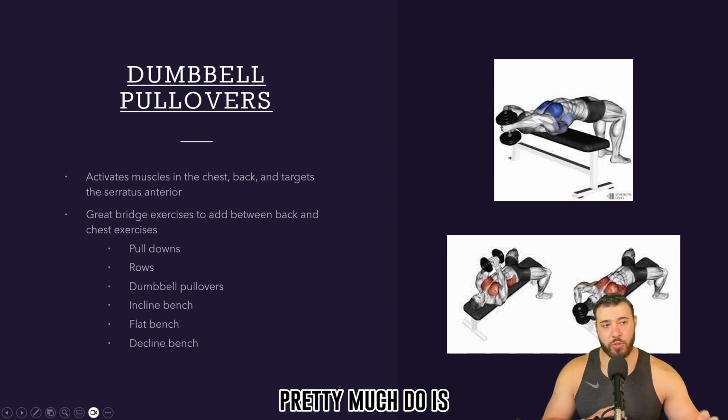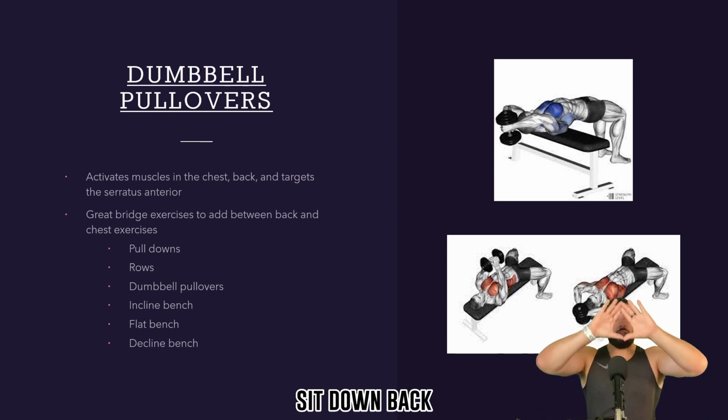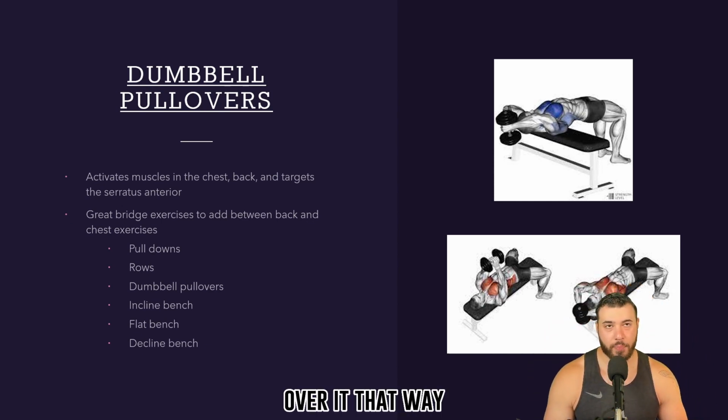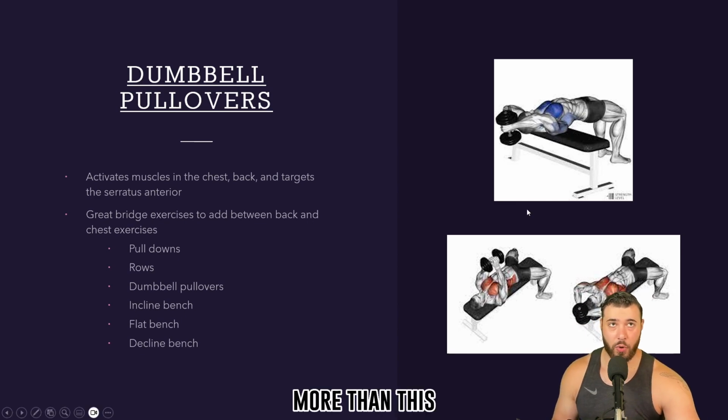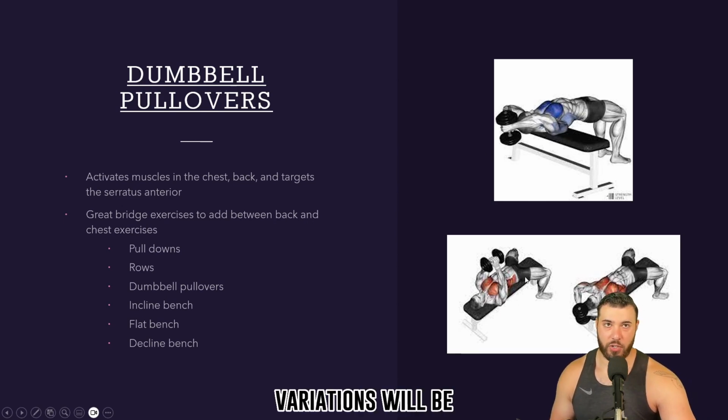And then all you pretty much do is you kind of just sit up with it, put it on your chest or on your lap. So you kind of just sit down, lean back, and kind of go over it that way. I favor this variation a lot more than this one. It's a lot easier on your shoulders. So that's my only gripe with this movement, is that if you Google it, most variations will be like this. Very few variations will be like this.